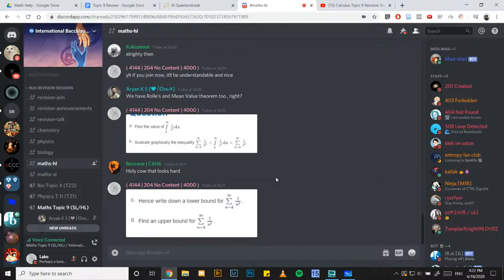Just a little quick trivia fact. The reason I keep referring to it as the Riemann integration is because there's another form of integration called Lebesgue integration. But we don't learn that in IB. It's very sad.